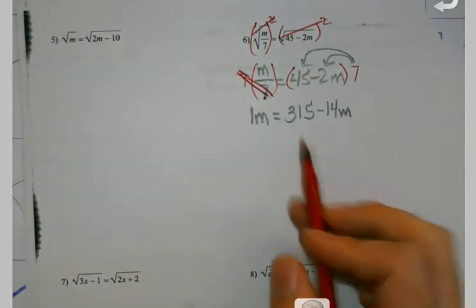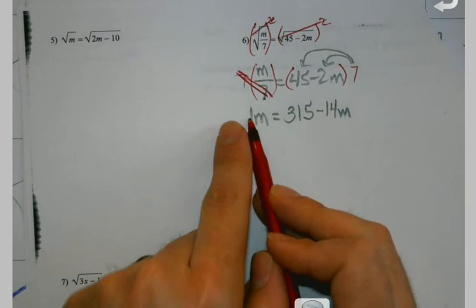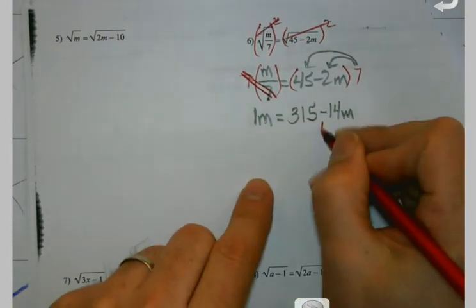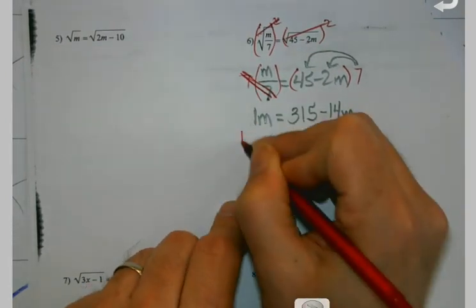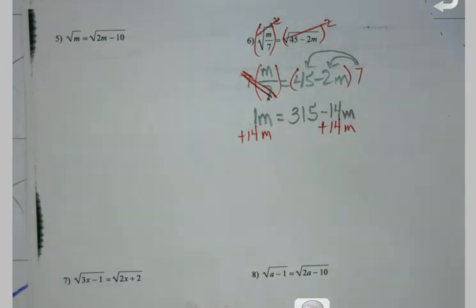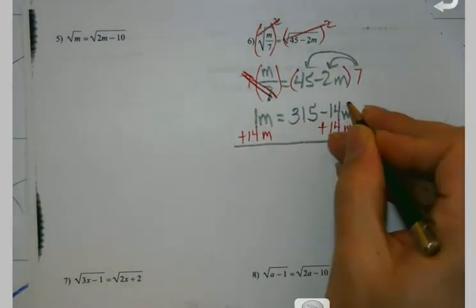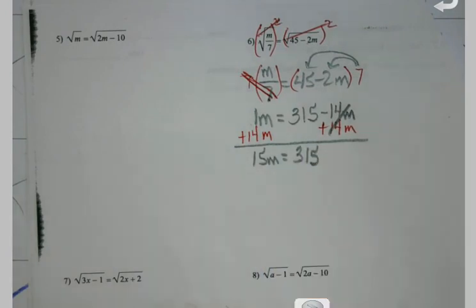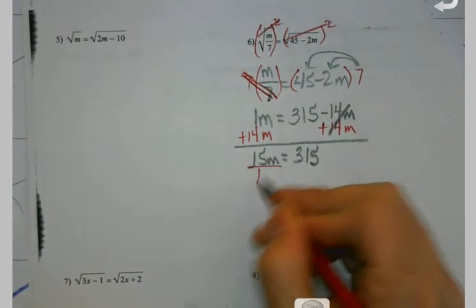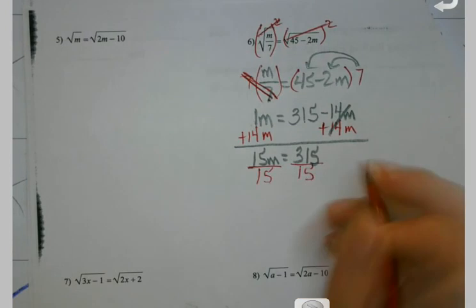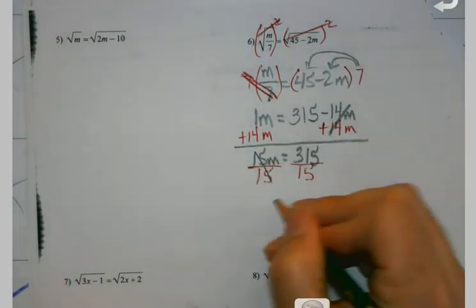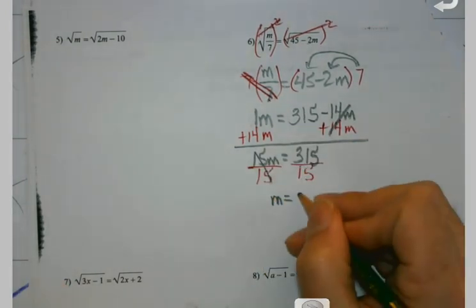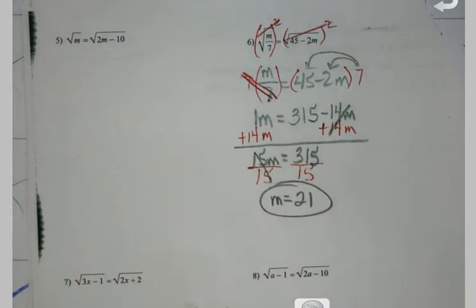Personally, since the 315's over here, I'd get all my m's over to the left. Yep. I would absolutely add the 14m over. Could I subtract the 1 and get to the right answer still? I sure could. And now it looks a little more normal, finally, at the end. And I can divide by the 15. And I believe I get 21. But that's all I'm doing with these.